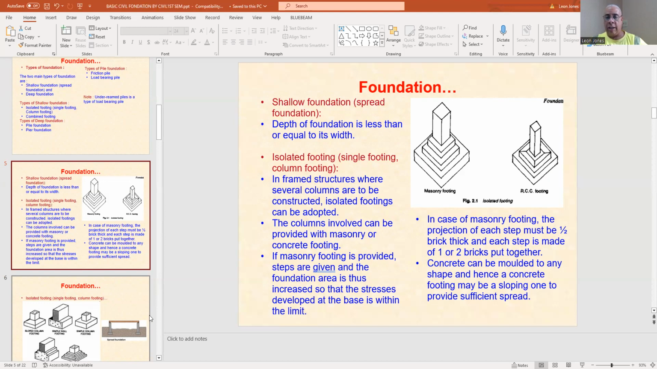So basically, concrete can be molded to any shape, and hence a concrete footing may be a sloping one to provide sufficient spread. And here's an example of some concrete footings right here. It's like a reinforced concrete column footing, and this is a masonry footing.